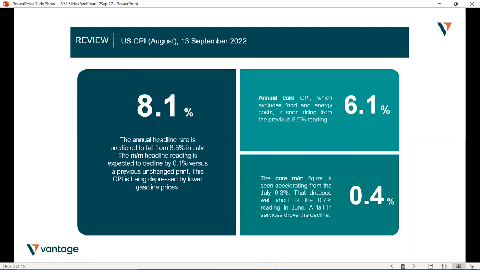Yes, so headline inflation is due to drop from 8.5% to 8.1%, with a range of estimates around, I think, 7.9 to 8.3. That's brought about by this drop in month-on-month headline inflation. This is a drop of 0.1%, which would actually be the first decline since May 2020.